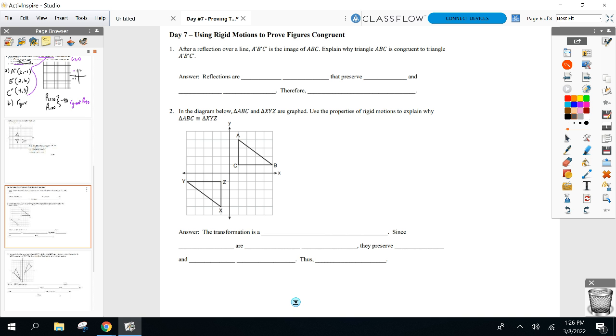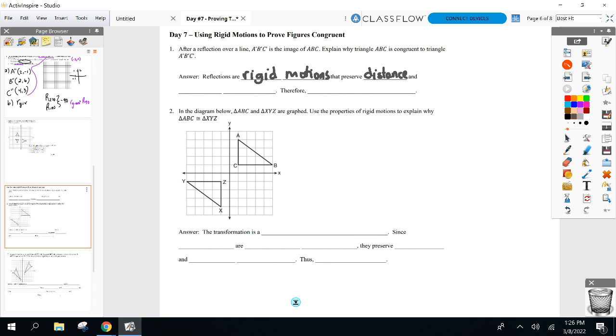Reflections are, remember what we call it? I talked about it earlier today too, but it was more on the first day of the unit. Anything that doesn't change size or shape is called a rigid motion. So you tell me reflections are rigid motions. And now tell me something a little bit about a rigid motion. Rigid motions preserve distance, aka side length.